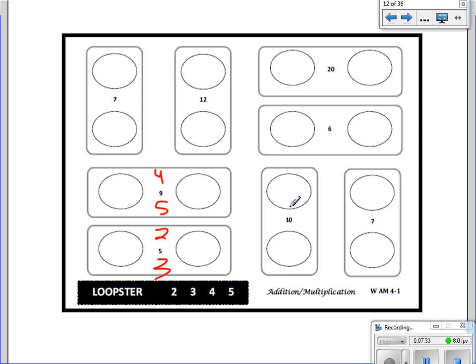Now, how do I make a 10? Well, I can't add anything to get 10, right? Nope. But I can multiply, and it's 5 times 2. Now, looking in my bottom row, I already have a 2 over here. So this guy's got to be the 5, and this guy's got to be 2.